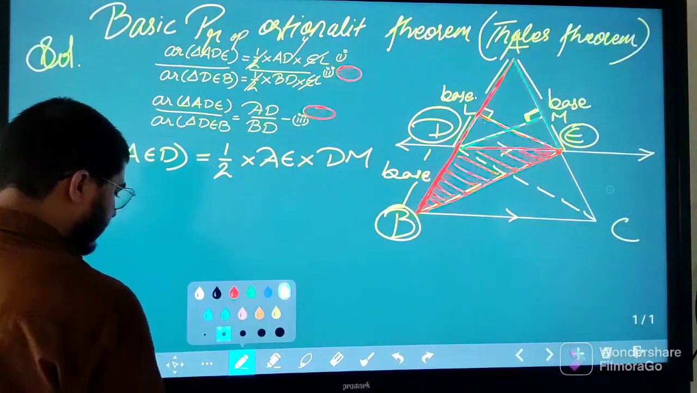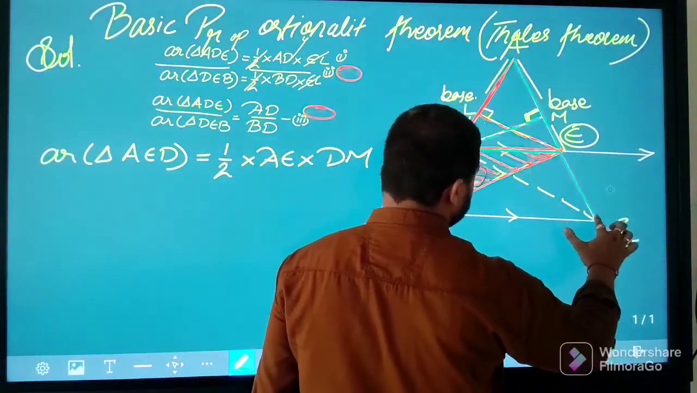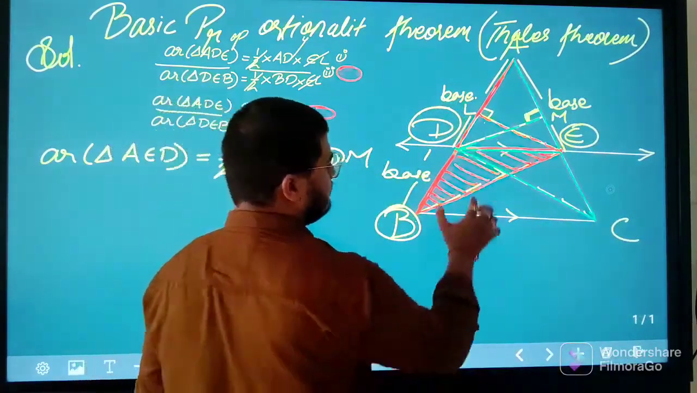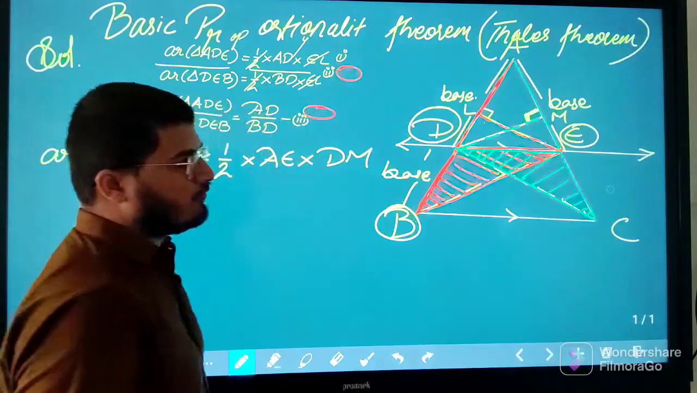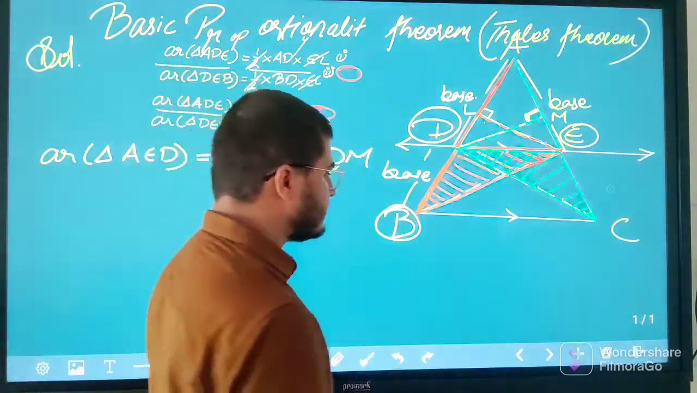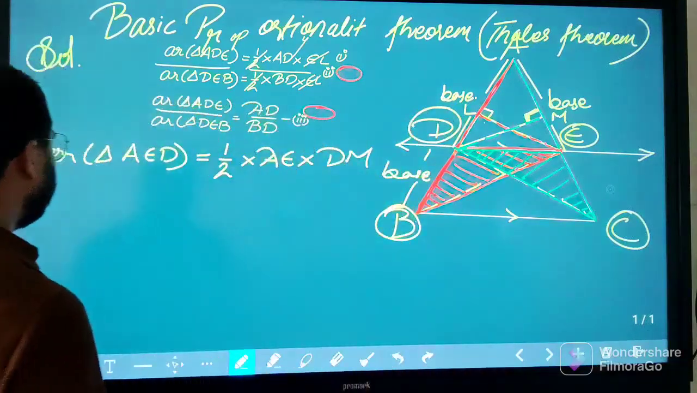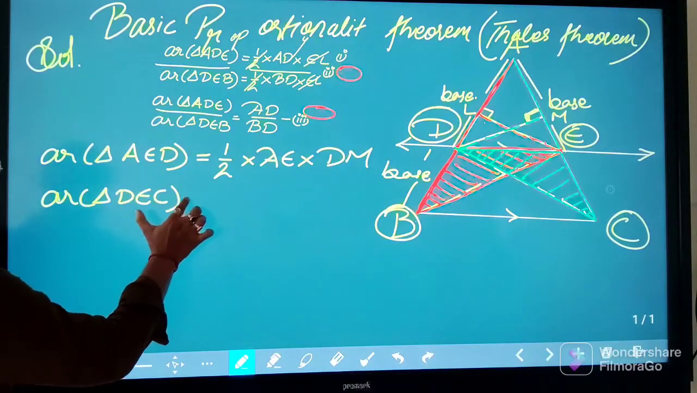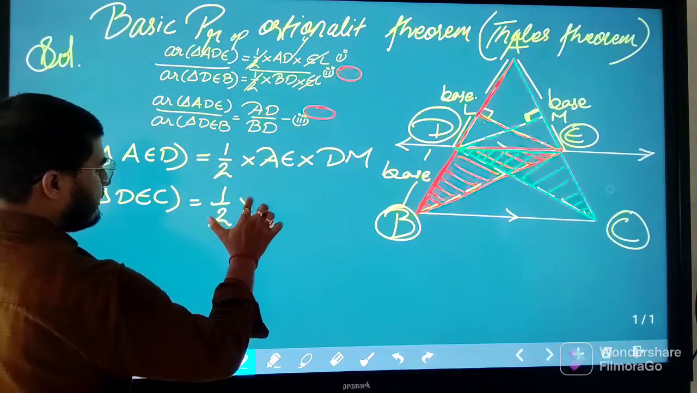Let us find out the area of another triangle. This one, that is, the name of the triangle is, yes, what is the name of the triangle? DEC. Yes, you are correct. The name of the triangle is DEC. So what will be the area of triangle DEC? So the area of triangle, in the same way, the formula is same, half base into height.